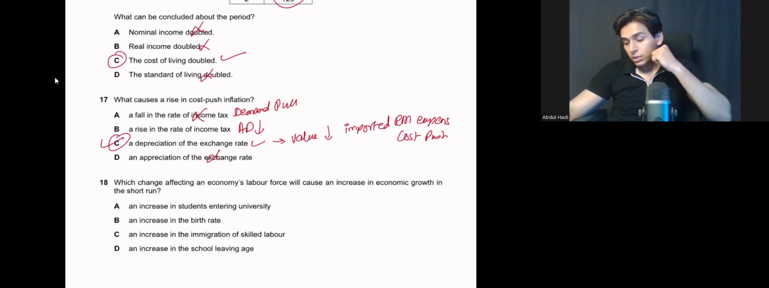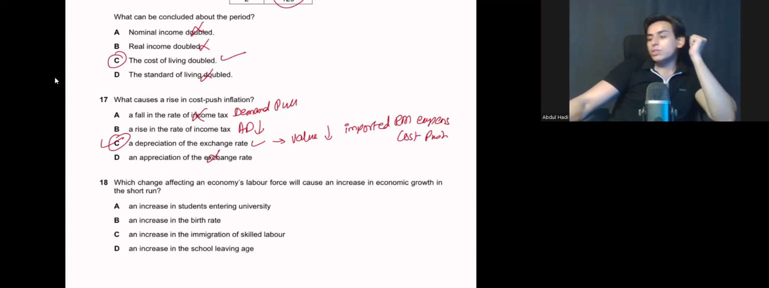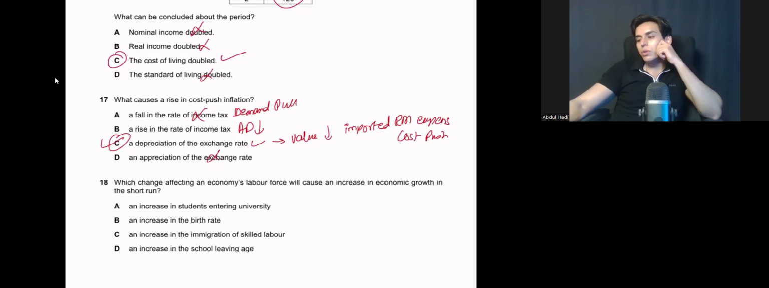Which change affecting an economy's labor force will cause an increase in economic growth in the short run? Now the question is, which change affecting the economy's labor force will cause an increase in economic growth in the short run? So we have to go for economic growth in the short run. An increase in students entering university will result in economic growth, but only in the long run. What do we have to look for? We have to look for short run cases.